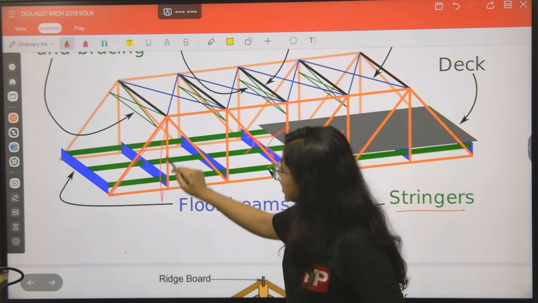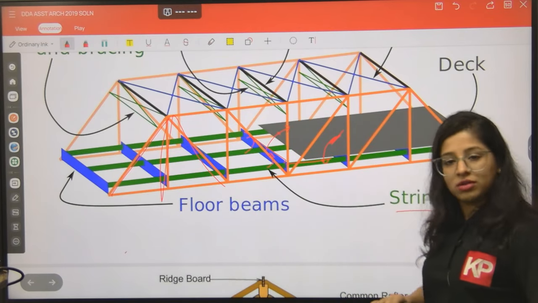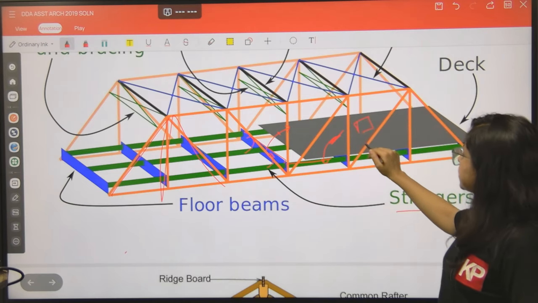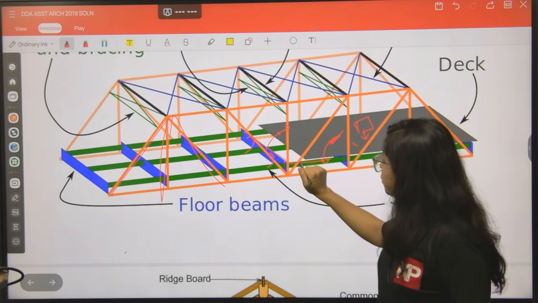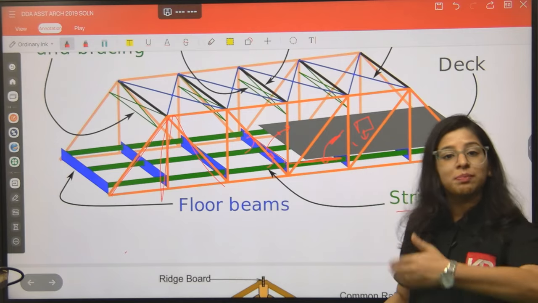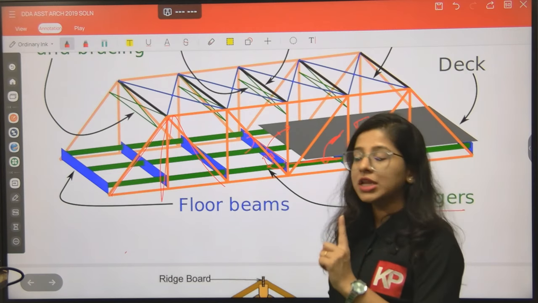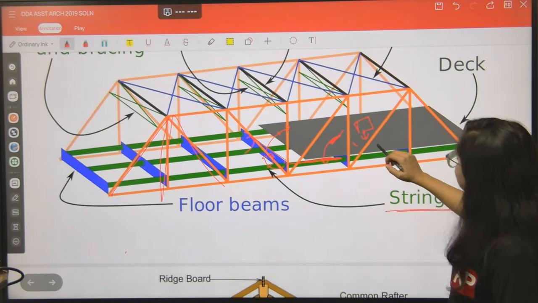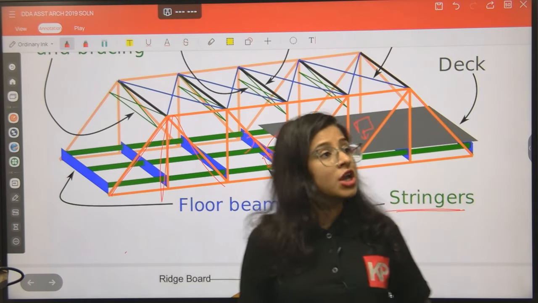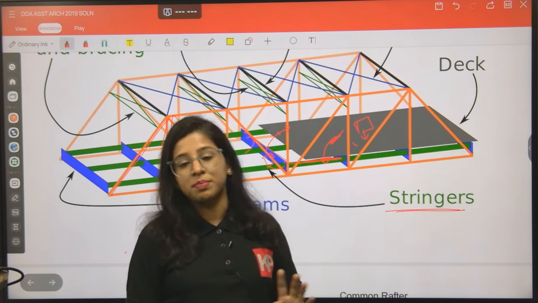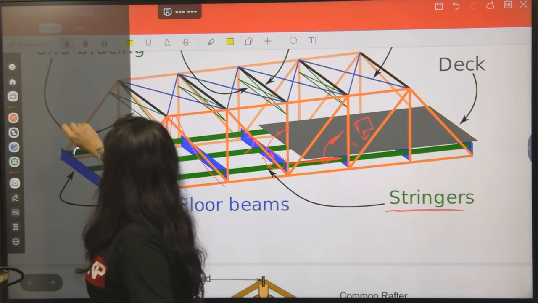Side trusses means the lattice truss system that you see on the side. So first, even if you drive a vehicle, the load is first getting transferred to your deck. From the deck, it is getting transferred to your stringers, these members which are running parallel, and then to the floor beams, which run perpendicular to the stringers, okay? And then it is getting transferred to the side trusses. So this is the transfer of load in a particular bridge, okay? You have to remember the names of the different parts of the bridge. So what will be the answer for this?